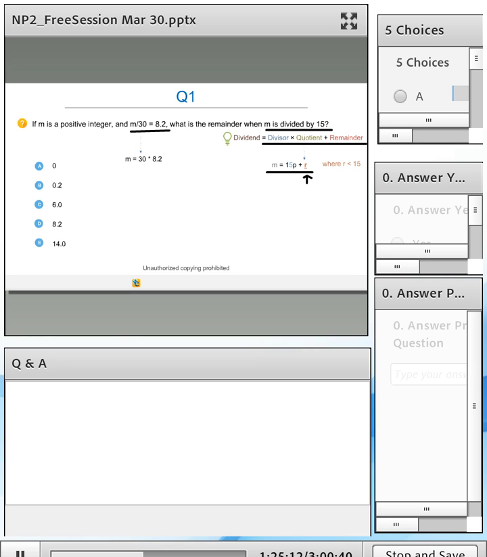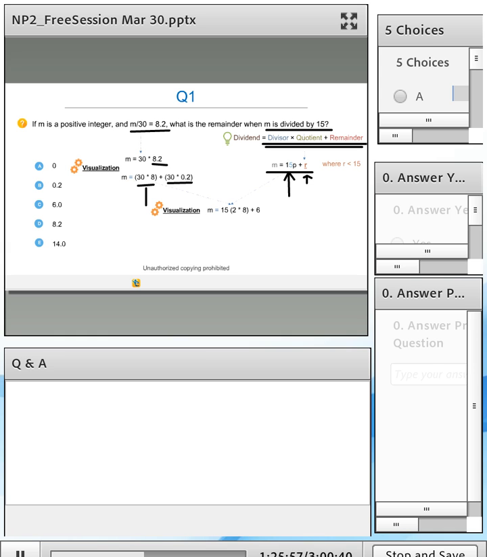So how can you do this? What you see here is that m is equal to 30 into 8 plus 30 into 0.2. I have written 8.2 as 8 plus 0.2, and I now have 30 into 8 plus 30 into 0.2. Again, my goal is to get m in the form of this equation, which means one of the terms should be a multiple of 15. Why 15? Because that's the divisor in my required equation. That is my goal, and that is what I'm going to do here.